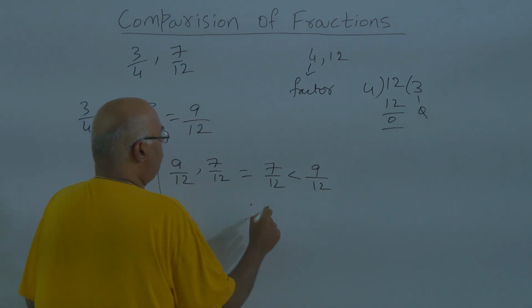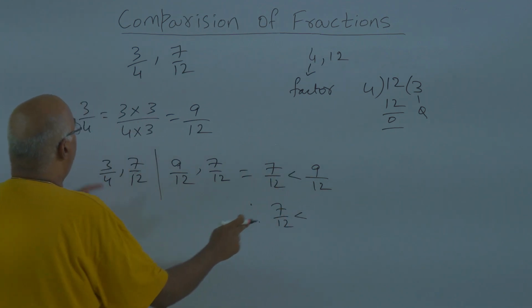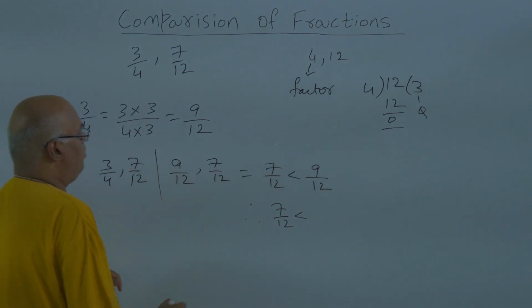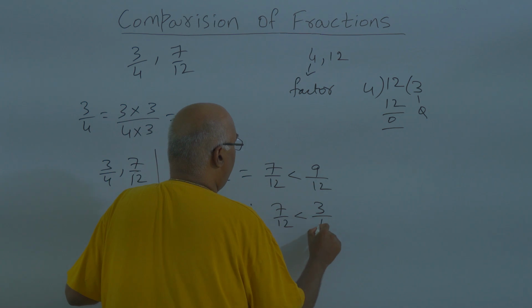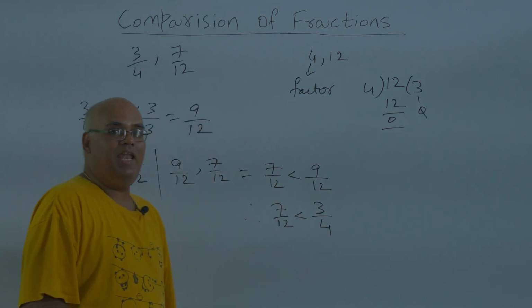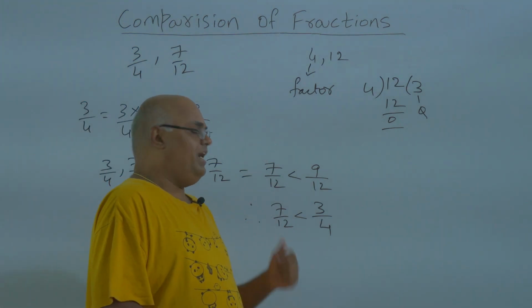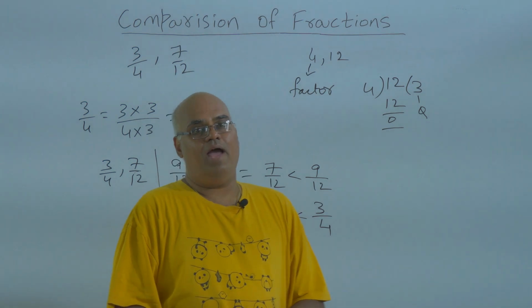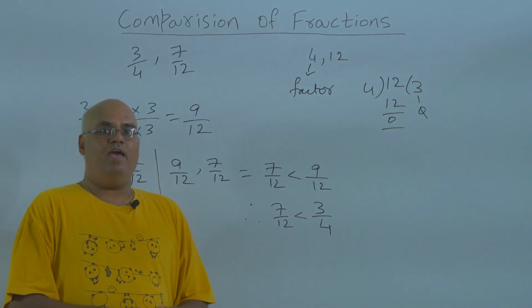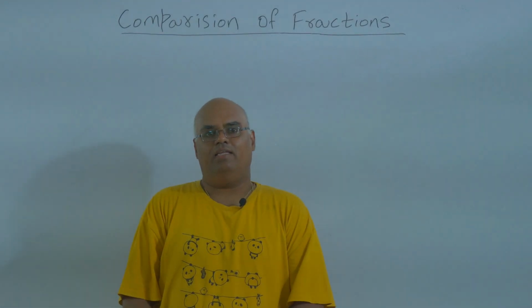Therefore 7 by 12 is less than 9 by 12, which is representing which fraction? 3 by 4. Therefore, the fraction 7 by 12 is less than the fraction 3 by 4, or the fraction 3 by 4 is greater than the fraction 7 by 12. So, this is the way you compare unlike fractions. Now, let us take another example.